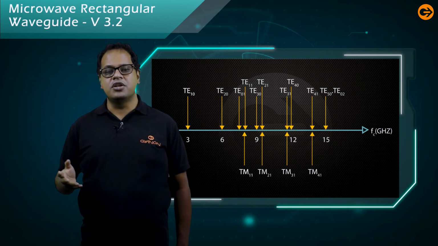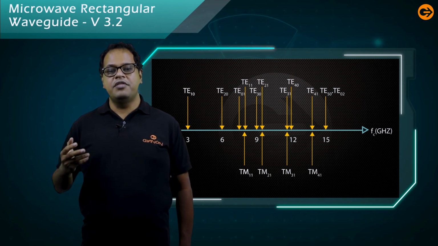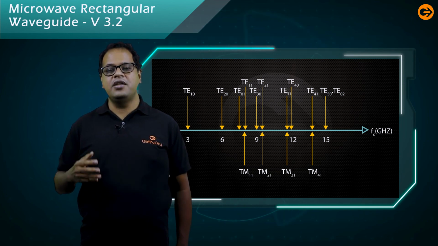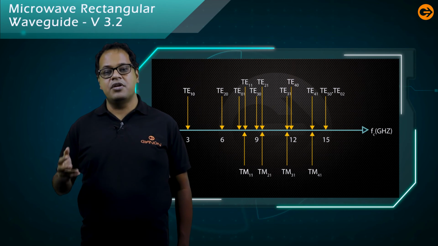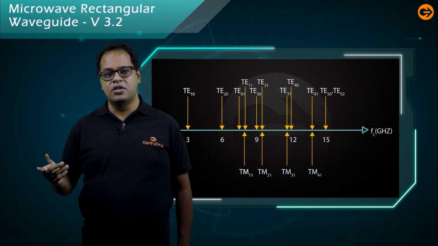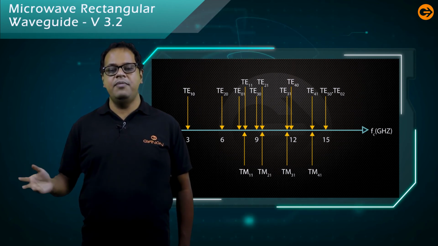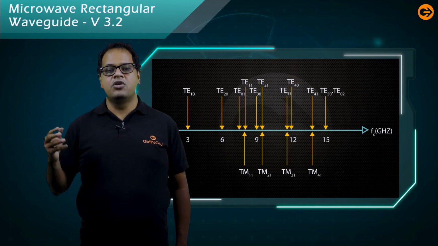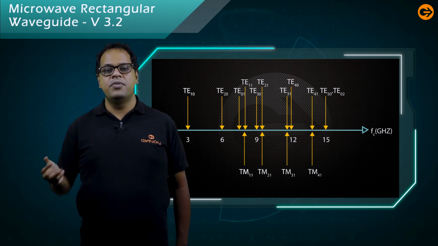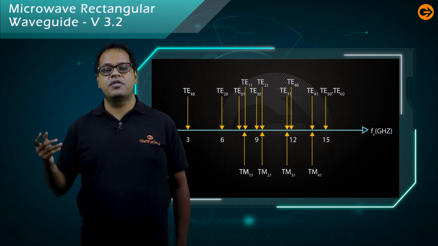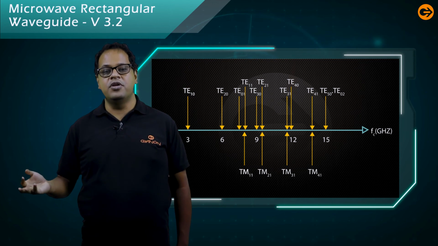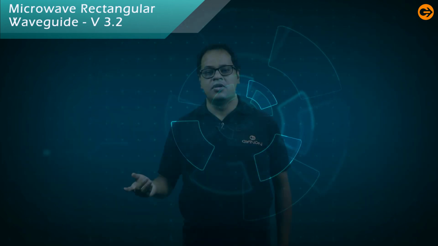You may ask the question, is there existence of TE00 and TM00? I will answer no, it is not possible, because m equal to 0 and n equal to 0 will reduce all the equations to 0. That is not possible practically. So that is all about the rectangular waveguide.